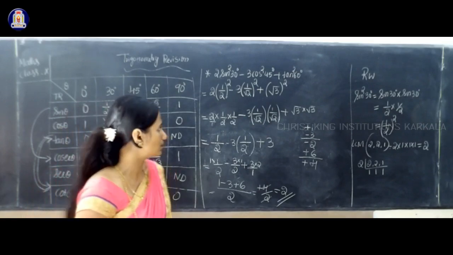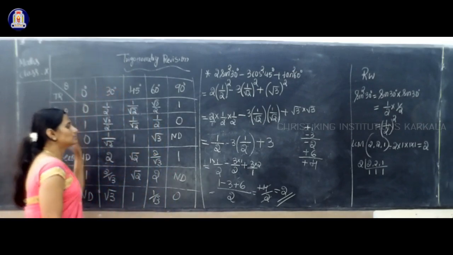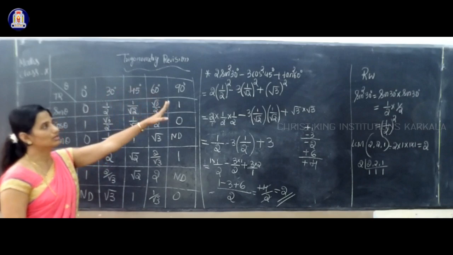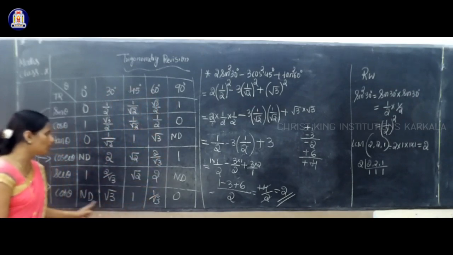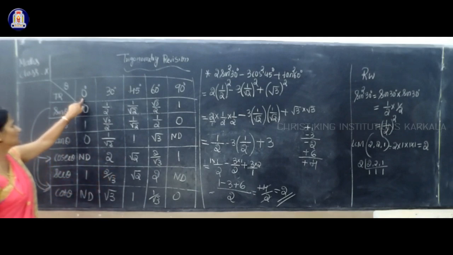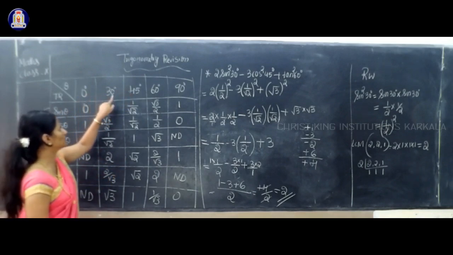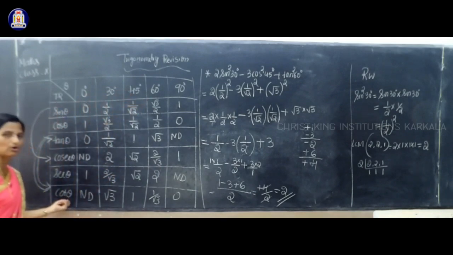I think you understood, right? The only thing is to remember this table. Without remembering, you can't substitute the values and you can't score. No need of remembering everything, just this one: it should be in this order, and this also in this order.